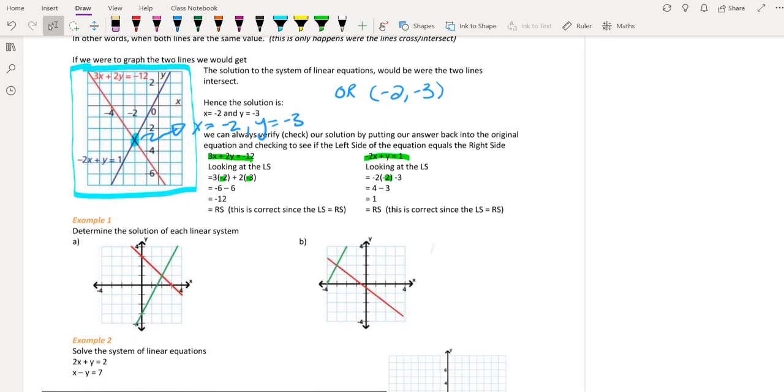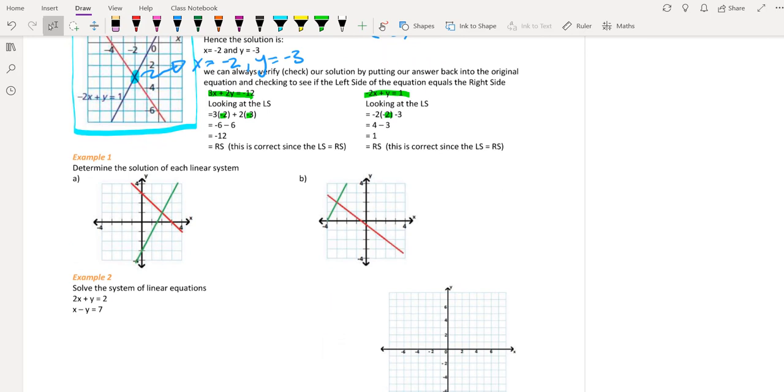So let's look at a few examples. Example 1a, you have a system of linear equations. What is the solution? That is the question. The solution is where these lines intersect, so that is at x equal to 2 and y equal to 1, or as a coordinate, (2, 1). Pause the video and determine the solution for 1b.